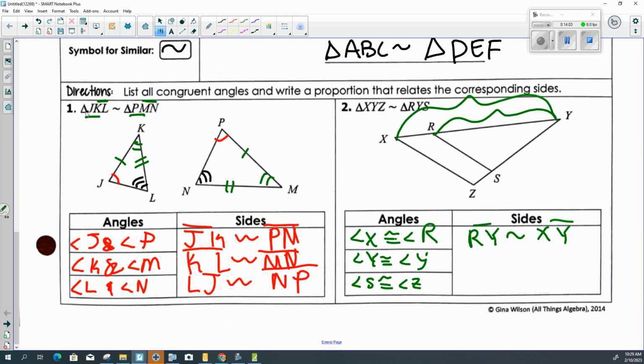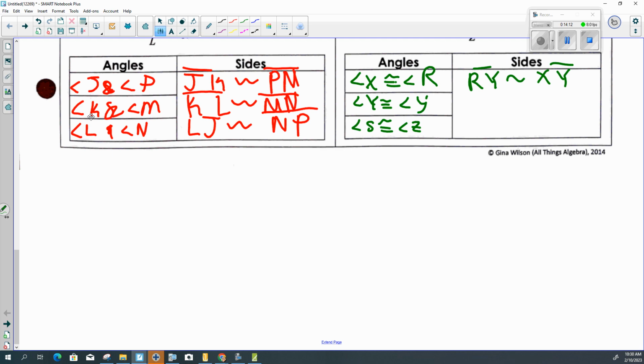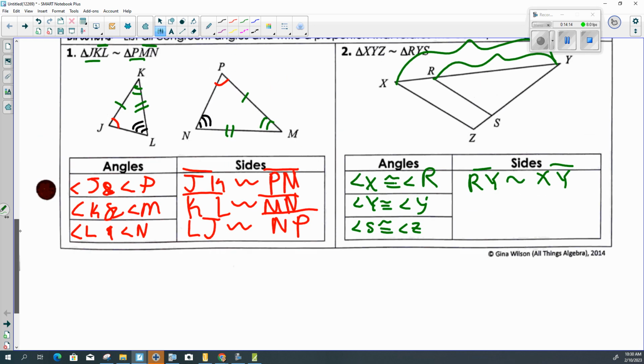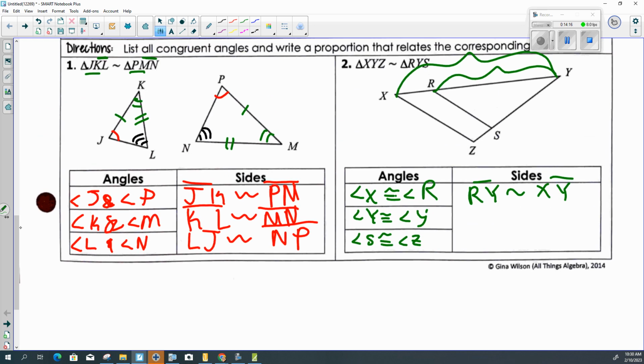Just a second, let me put this on my desk. Is that too low for you guys in the back? Is that better? Yes.